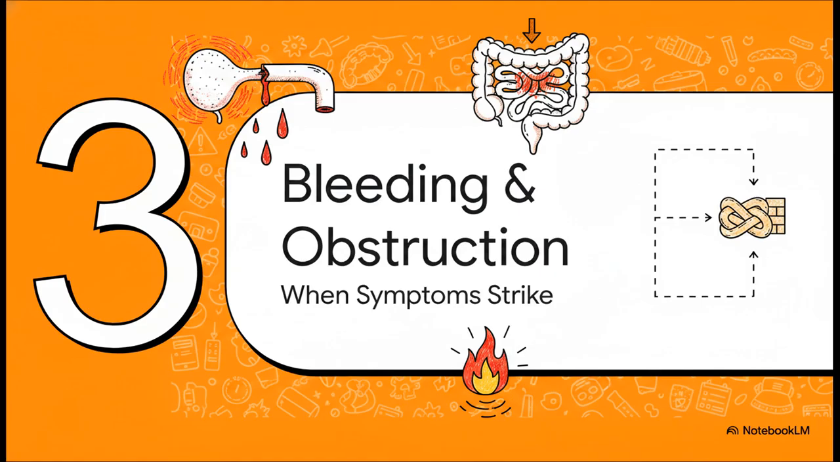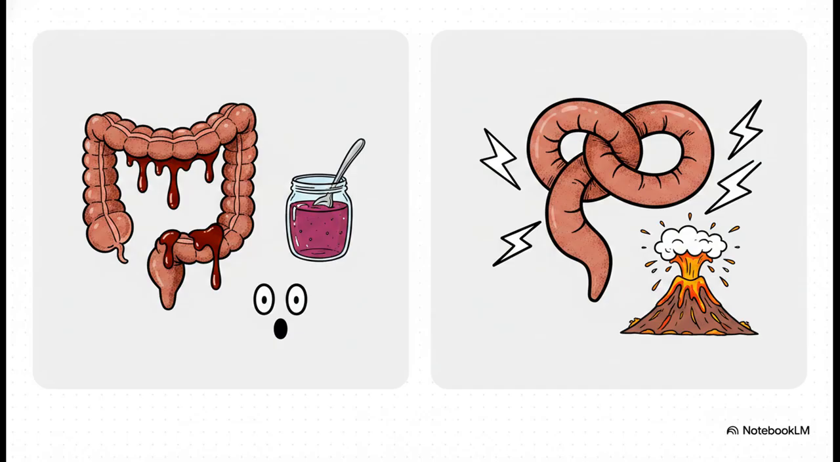All right, Section 3, Bleeding and Obstruction, when symptoms strike. So what actually happens when those 2 inches of rogue tissue start acting up? Well, that's when the clinical manifestations hit, and they usually go one of 2 ways. First up, bleeding. Remember that ectopic gastric tissue? It can literally secrete unbuffered acid straight into the intestine, causing peptic ulceration. This leads to rectal bleeding that is usually completely painless, but visually, very dramatic. It can show up intermittently as tarry stools, or vividly as bright red, currant jelly-like stools.